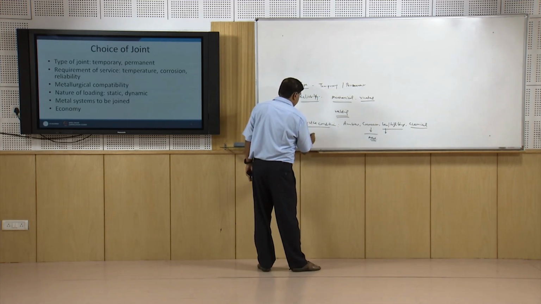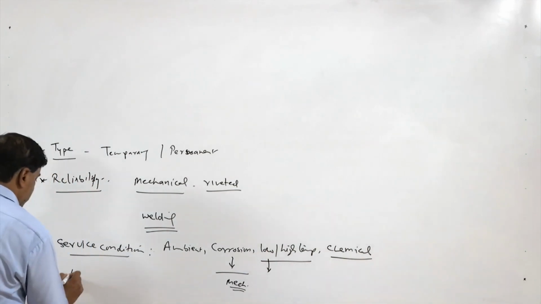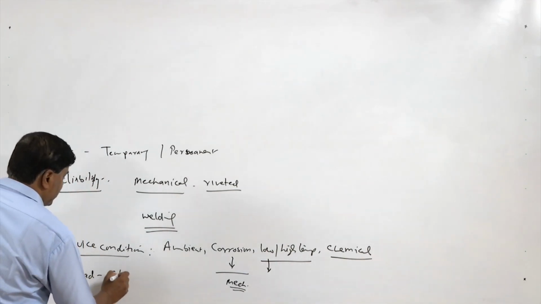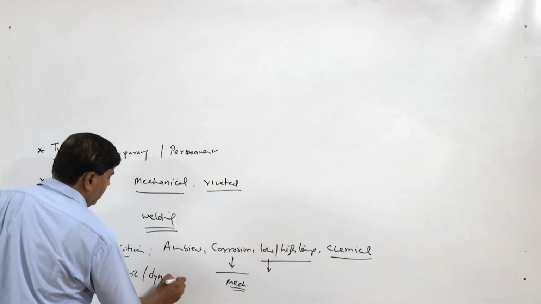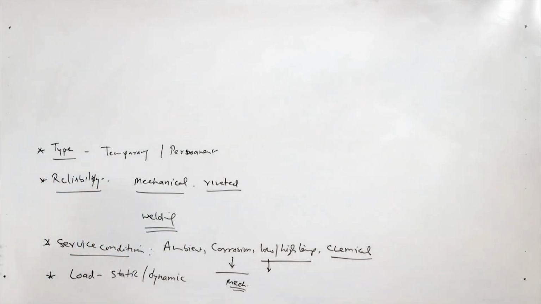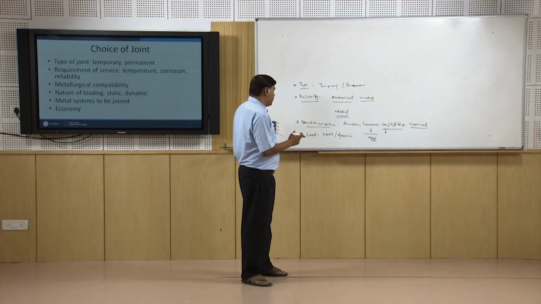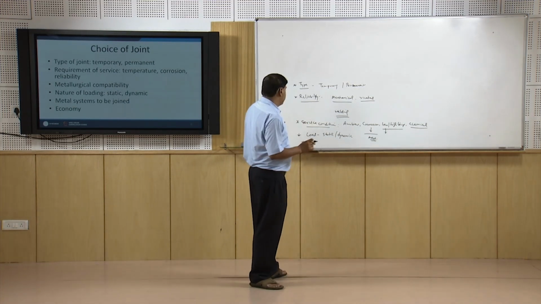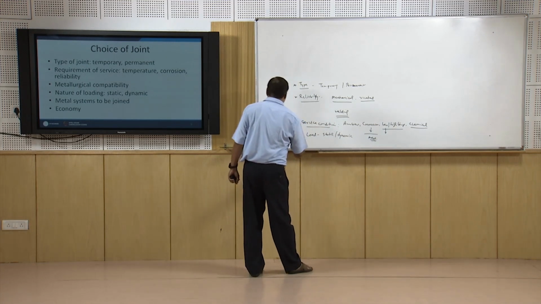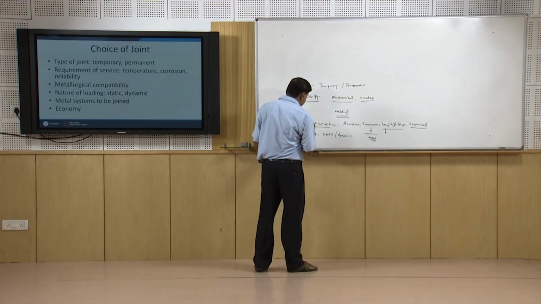Then here we have the loading, or the service load conditions. The load may be static or dynamic, where fatigue or impact load conditions exist. For the static condition, any kind of joint will be good, and for the dynamic conditions we really need to see that it is able to sustain the dynamic loading conditions. Metal systems to be joined and the metallurgical compatibility are the other two factors.